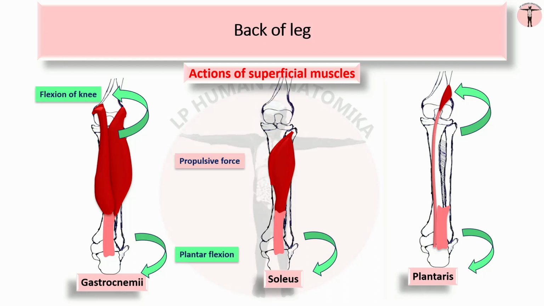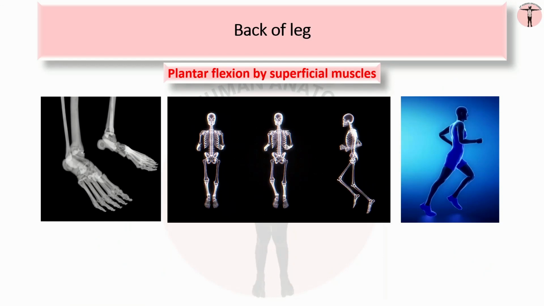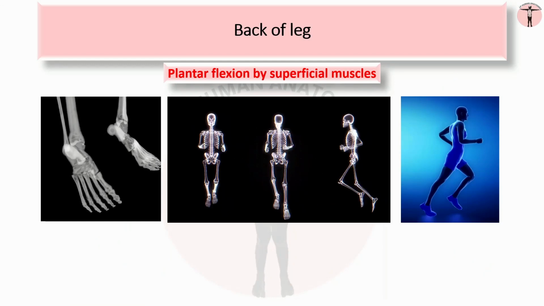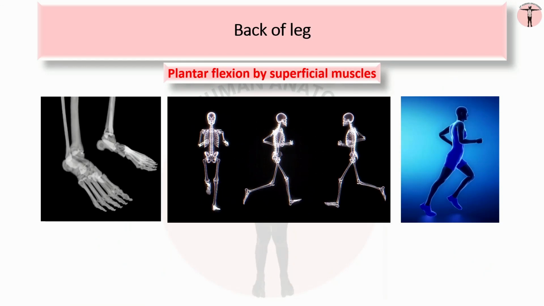The gastrocnemiae muscles are examples of white muscle. Soleus, apart from plantar flexing the ankle, is also the postural muscle and is an example of red muscle. For the details of white and red muscles, please check the video on the muscular system. In this video, you can observe the flexion of the knee and the plantar flexion of the foot.